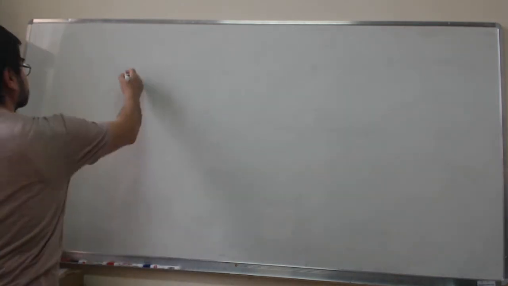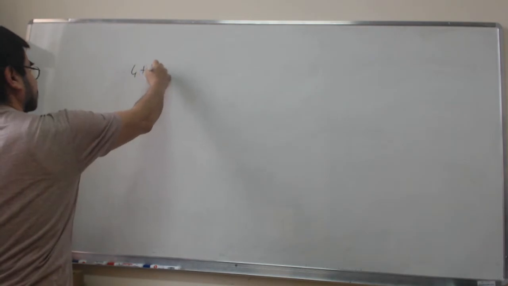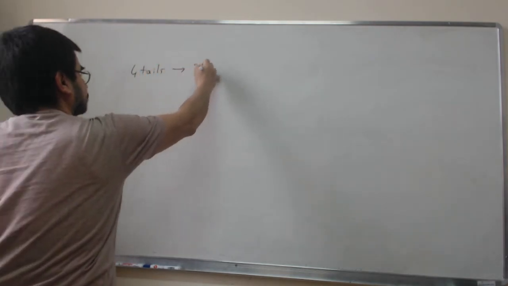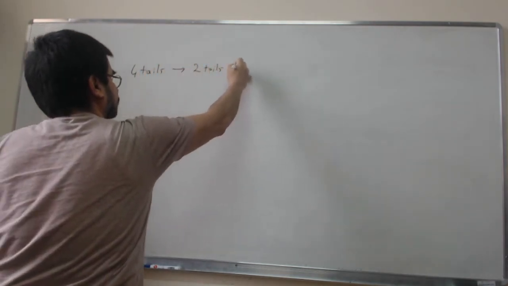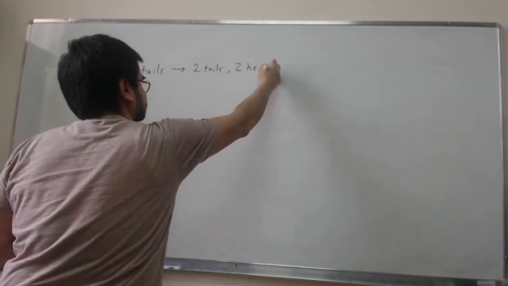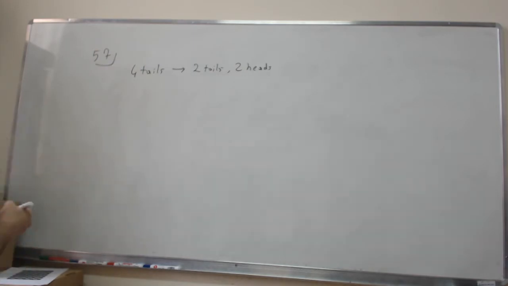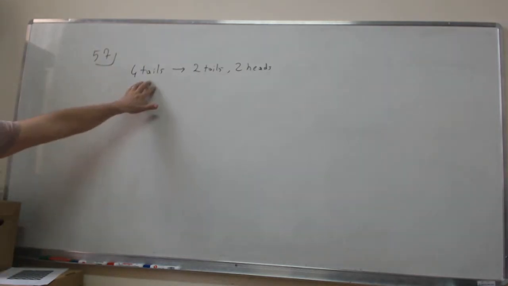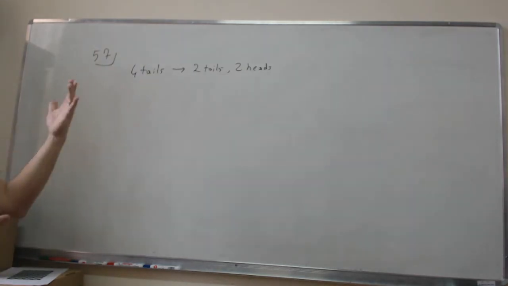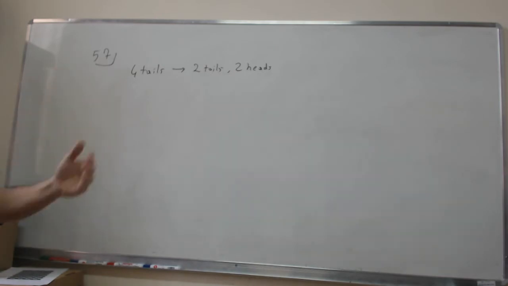Here we have just 4 coins, all tails up. So you start with 4 tails, and then from this you go to a 2 tails and 2 heads situation. So this is problem 57. Now this one corresponds to a single microstate. If you have 4 tails, there is just no way to arrange this. Every single one of your coins should be tails.